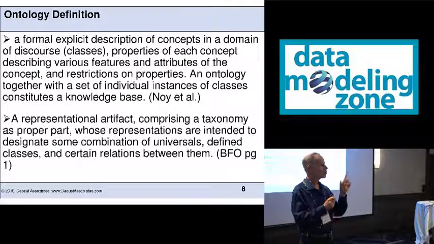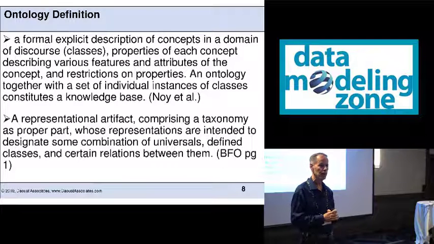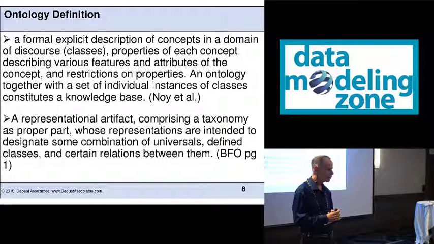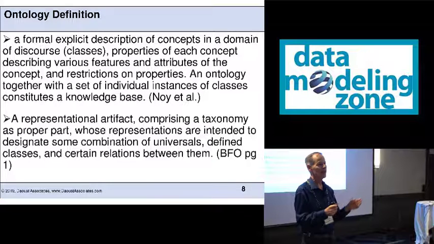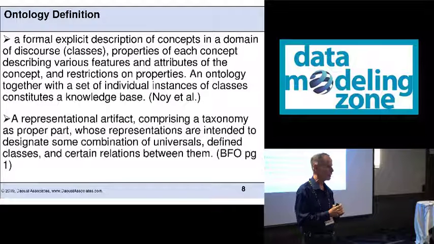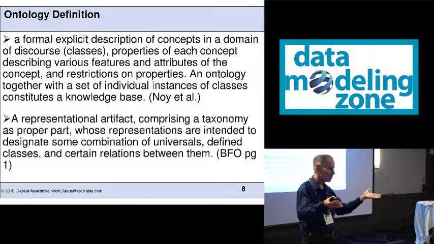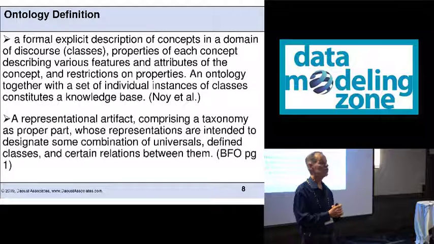So we'll look at 2 definitions that I've pulled that I like, and they're somewhat different. So the first one is a formal, explicit description of concepts in a domain of discourse. And ontologies call the concepts classes. Properties of each concept describing various features and attributes of the concept. Think of properties as attributes in a data model. And restrictions on properties.